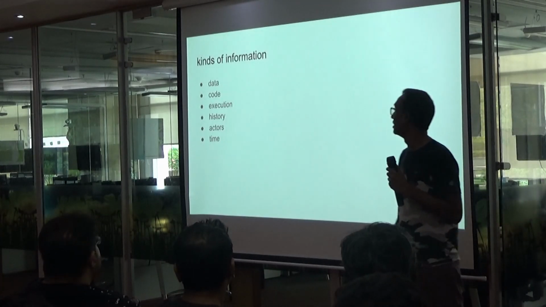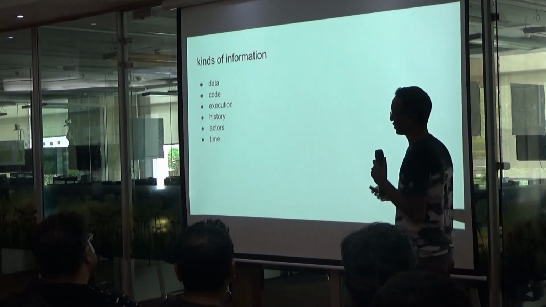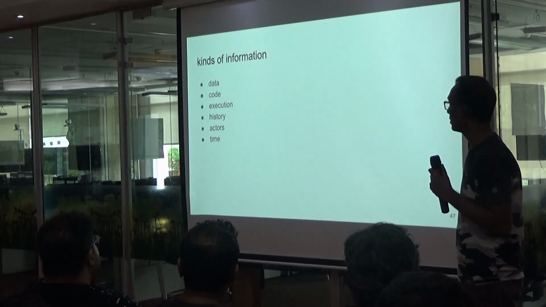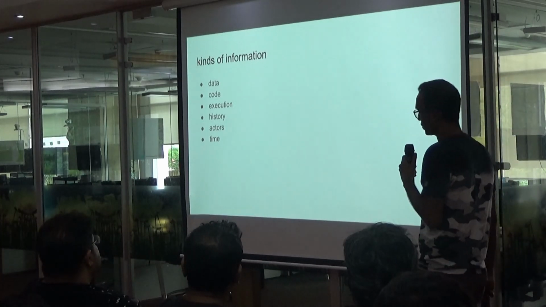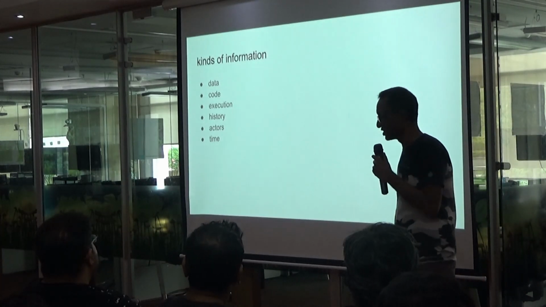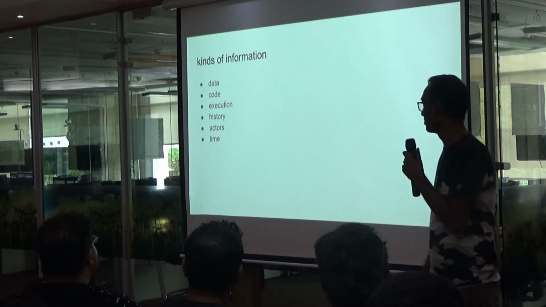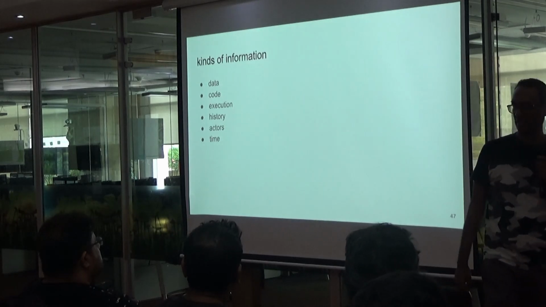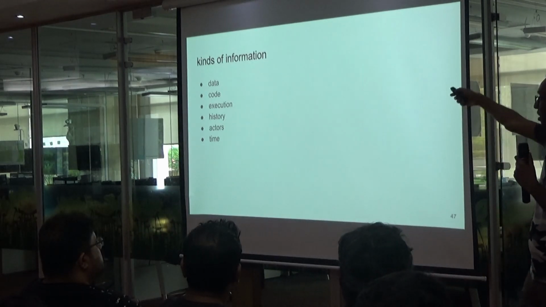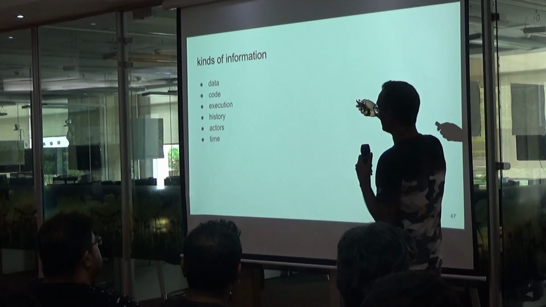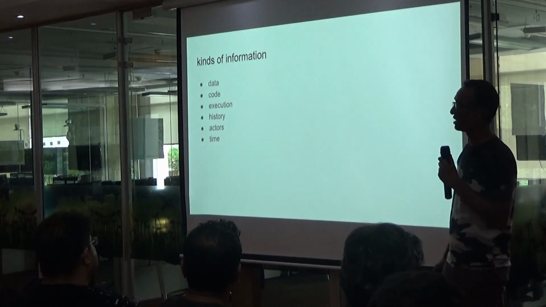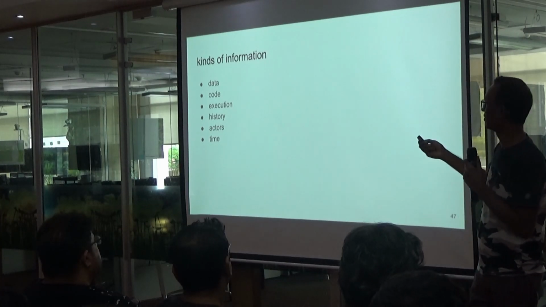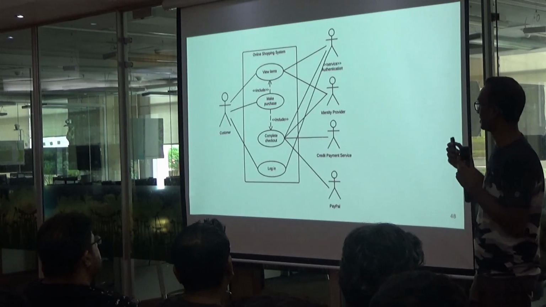Talking about categories of information. Information can be data. Information can be code. Information can be execution or flow. Information can be history. Information can be actors. Information can be time. The problems which we work on can have one or more of these dimensions. And the types of schemas I'm going to talk about work with one or more of these categories.